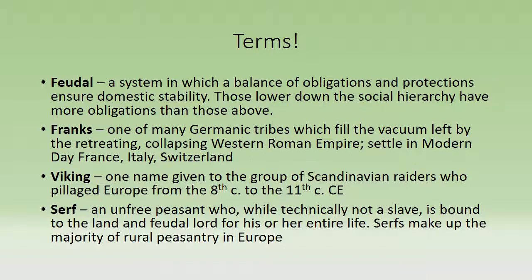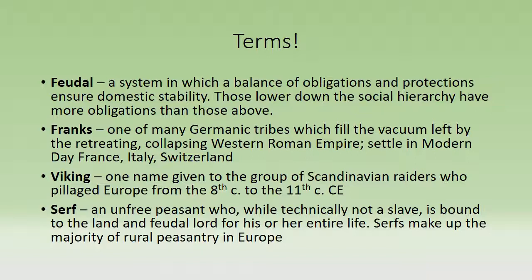The Franks are one of many Germanic tribes which fill the vacuum left by the retreating and collapsing Western Roman Empire. Now, the Roman Empire does not collapse overnight. It doesn't fall into anarchy and the ravening, frothing at the mouth barbarian hordes come flooding in, raping, pillaging, looting, burning. Some barbarians do that, but then again, so do some rogue Roman legions.